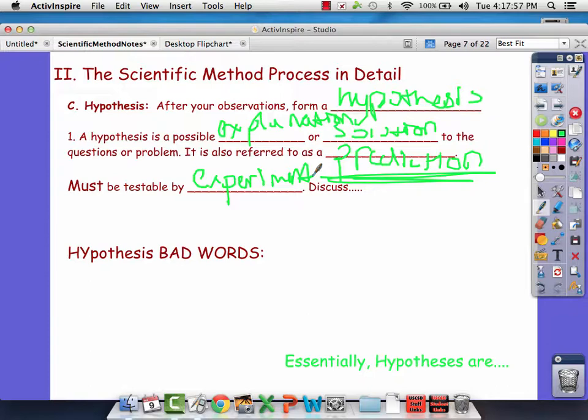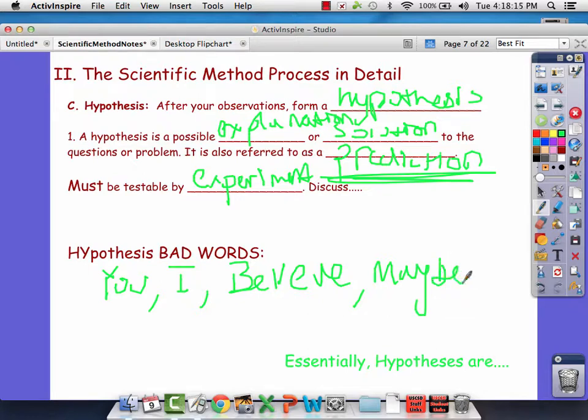Okay, some words that we never want to use in our hypothesis. We never want to use the word you. We never want to use the word I. We never want to use the word believe. You want to make everybody else believe that you know exactly what you're talking about. So you don't want to use the word believe. You don't want to use the word maybe. You're very confident in your hypothesis because of all the research that you've done.